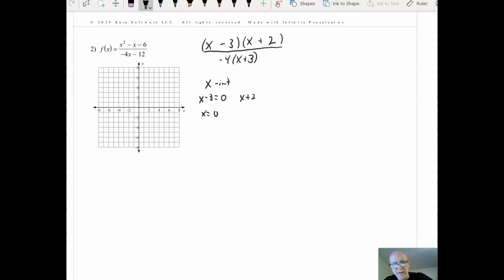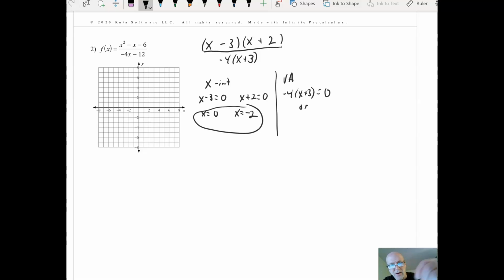And then there's another one where x plus 2 equals 0, or x equals -2. So there's our x-intercepts. For the vertical asymptote, just to be sure, I'm going to set the whole denominator equal to 0. So you can think of it as just -4 times x plus 3 equals 0. Now, it doesn't matter how you write this down. You're going to get the same thing. You're going to get a -3 as the only possibility. But if you had also looked at the original denominator, -4x minus 12 equals 0, either way, divide by -4, and you're going to get x plus 3 equals 0, so x equals -3. And there's our vertical asymptote.